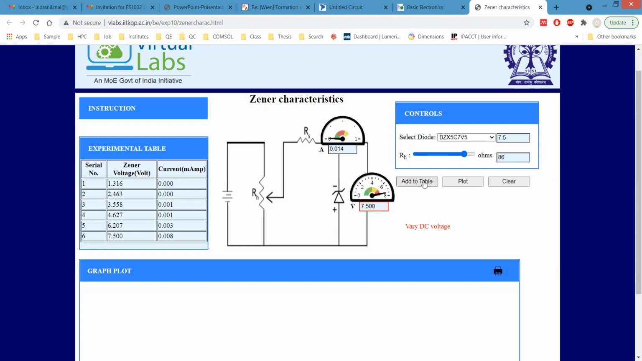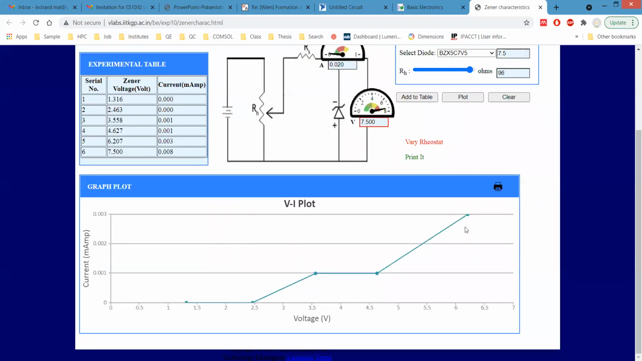Now we are going to change it. We are changing the rheostat, but the voltage across it is constant. It is not changing. If we plot it, then we will have it. The graph is not so smooth, but basically the characteristics will be like this.